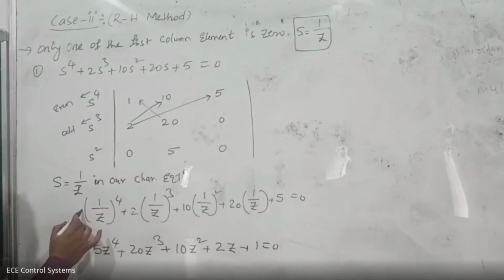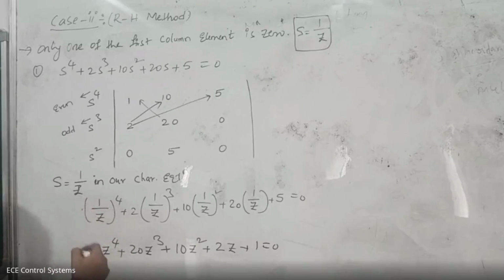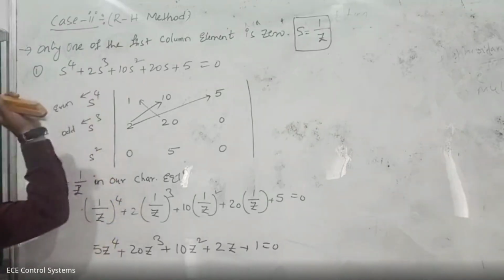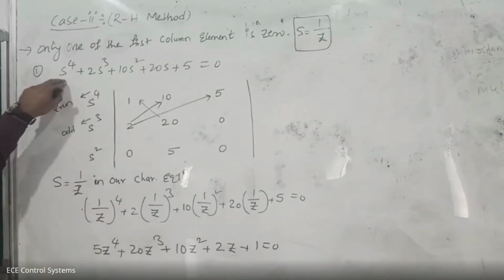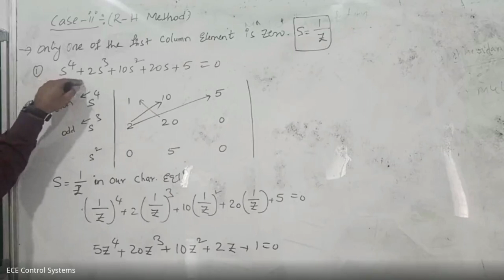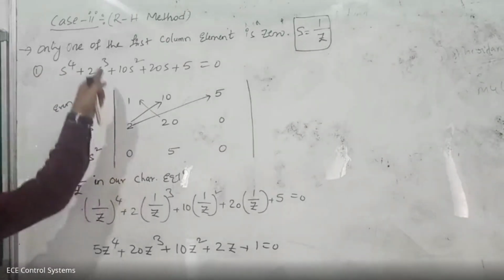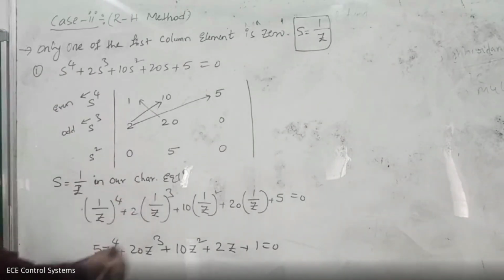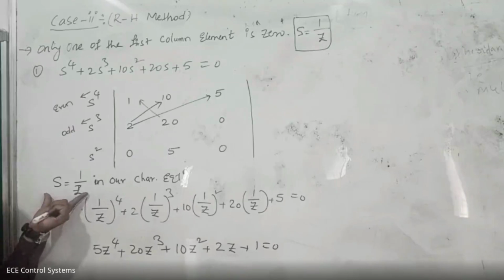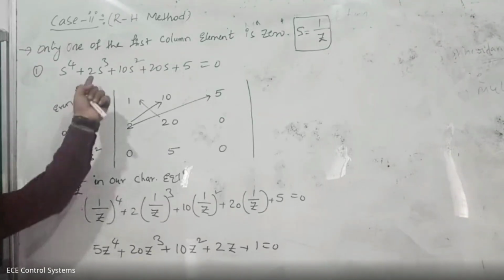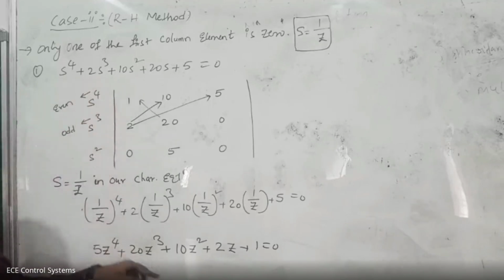After solving this equation, we get the final equation. That is nothing but this one. This is the next characteristic equation of case number 2. This is the first characteristic equation. From it, I got one element as 0 in our first column. So I have to take one condition: S equal to 1 by Z. Substitute S equal to 1 by Z in our given characteristic equation, then we get another characteristic equation. Now you have to take the new characteristic equation.